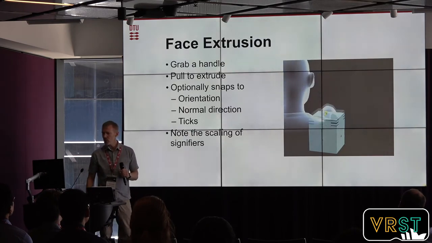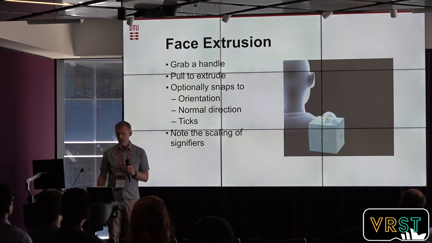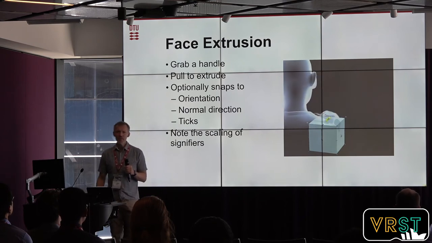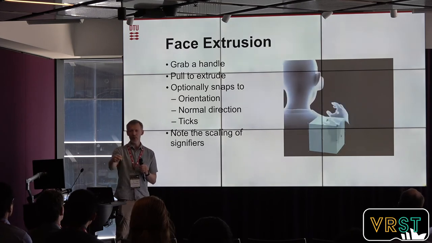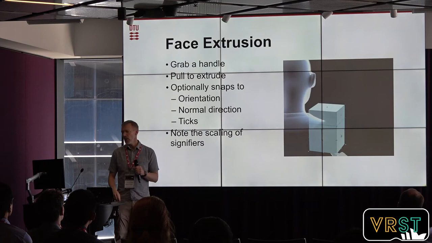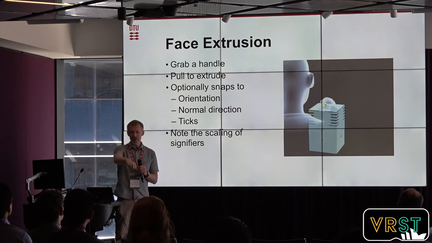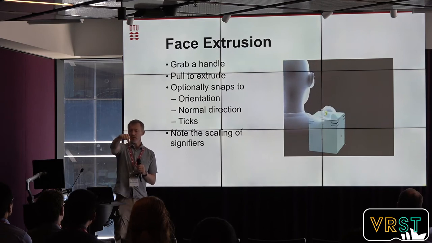So face extrusion, of course, is really the thing we started with. You grab a handle, pull to extrude, and of course, we sometimes want to be a little bit precise. And it's not immediately obvious that you can just be precise, because if you just pull out, what if you pull a little bit to the side? Well, we've introduced some snapping features to make it possible to be precise. So basically, it'll snap to orientation, so the face orientation will stay constant when you pull out. It'll snap to normal direction, you're actually pulling out in the normal direction.